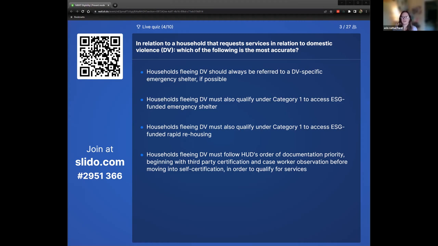So don't get hung up on options 2 and 3, because I already did in my head. And then lastly, households fleeing DV must follow HUD's order of documentation priority, beginning with third-party certification and caseworker observation before moving into self-certification in order to qualify for ESG. This is also tricky.